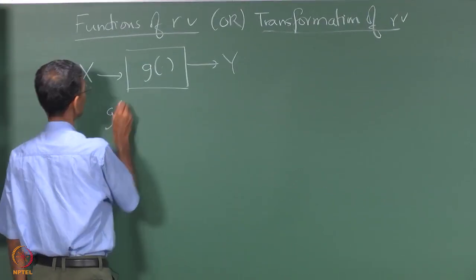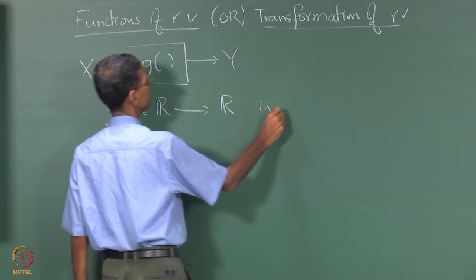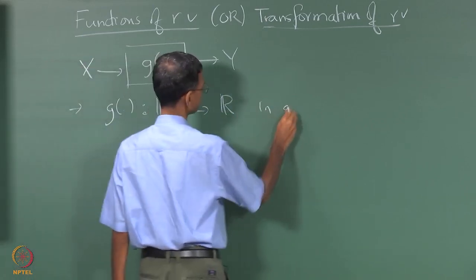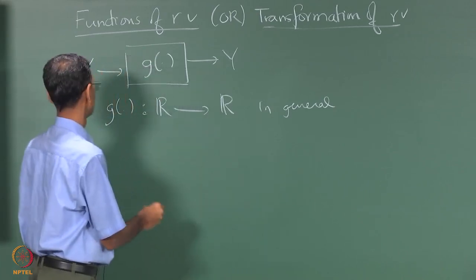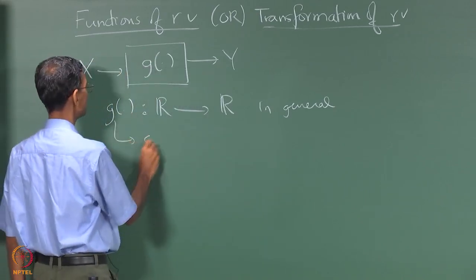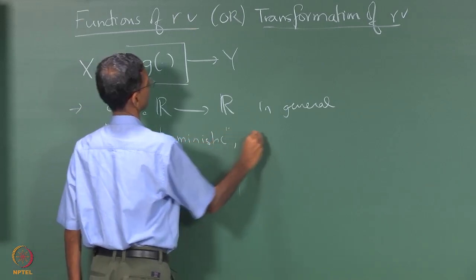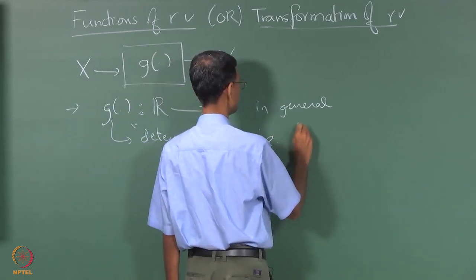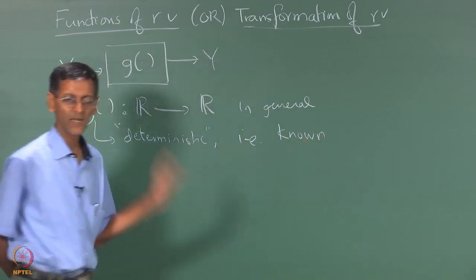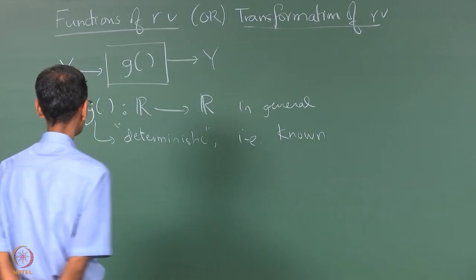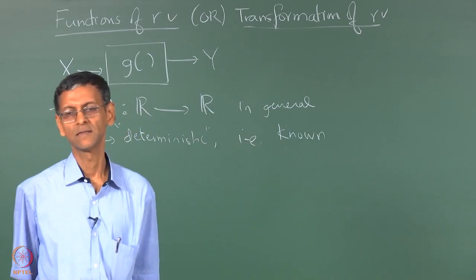So, what is this G? G is in general a function which takes you from R to R, and it is a deterministic function. So, when we say deterministic, what do we mean? We mean it is fully known, i.e. it is a known mapping, there is nothing random about G. Standard examples are squaring, or a linear transform like Ax plus b, and so on.